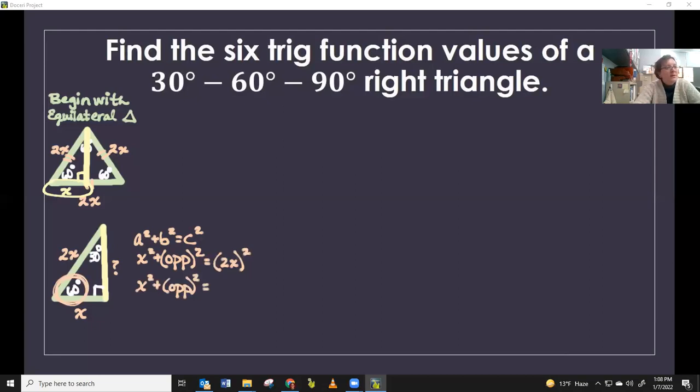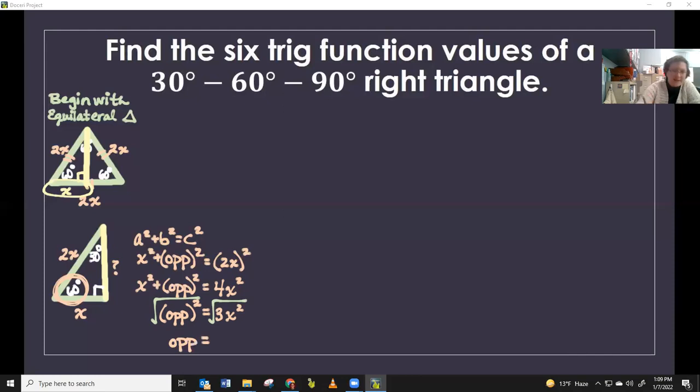What is 2x squared? 2x multiplied to itself. 4x squared. Thank you, Jackie. And then I need to subtract x squared from both sides. What will I have over on the right when I subtract x squared? 3x squared. And then I need to take a square root of both sides. And I'm going to simplify that.